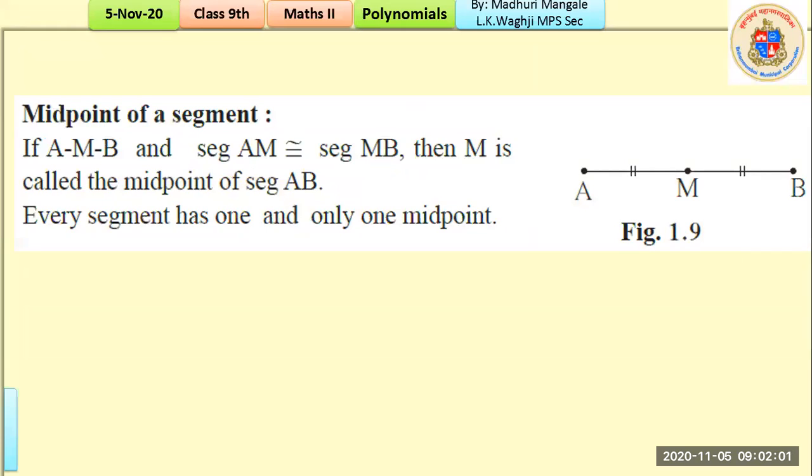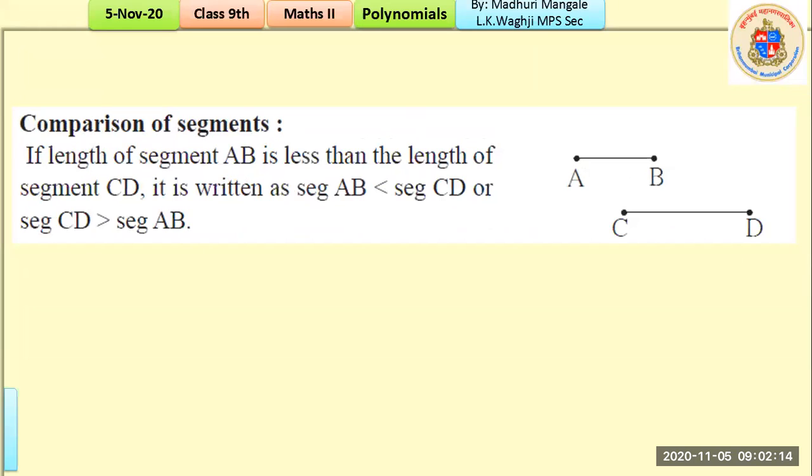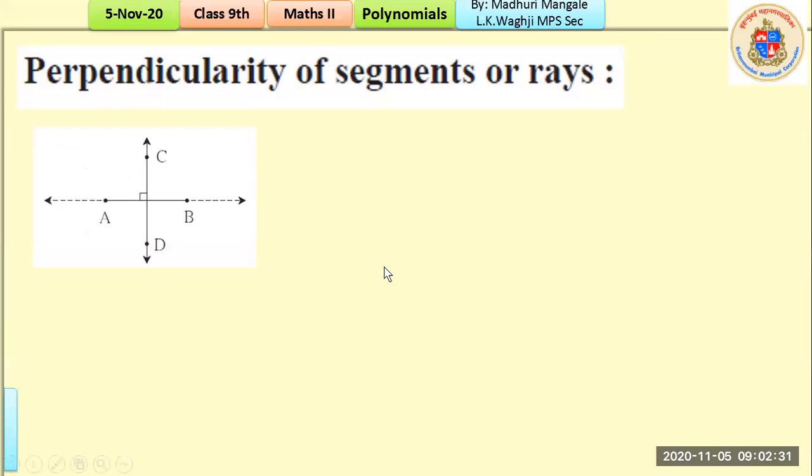And then midpoint, this is simple logic: if M is a midpoint, then it breaks the line segment into two equal parts, right? And every segment has one and only one midpoint. When we come to comparing two segments, we compare them on the basis of their lengths. So if the length of AB is less than the length of CD, then we say that segment AB is less than segment CD.